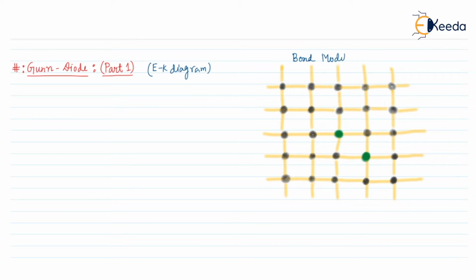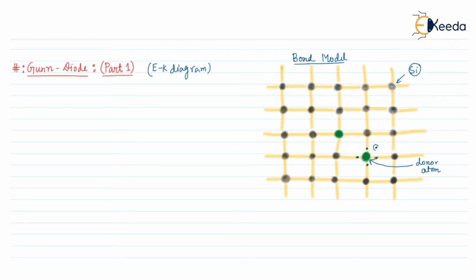This is the bond model semiconductor, where these black atoms are silicon and these green atoms are the dopant atoms, that is, donor atoms. Since it is a donor atom, there will be 5 electrons. Out of the 5 electrons, 4 will be in the covalent bonds and 1 has been freed.